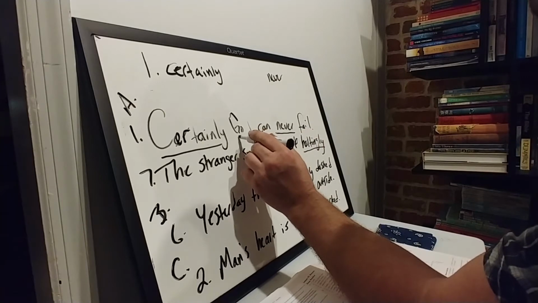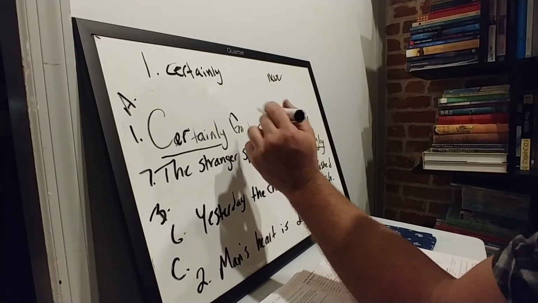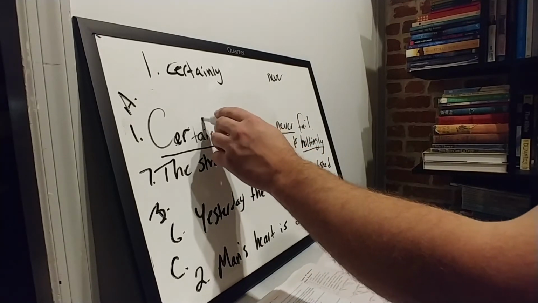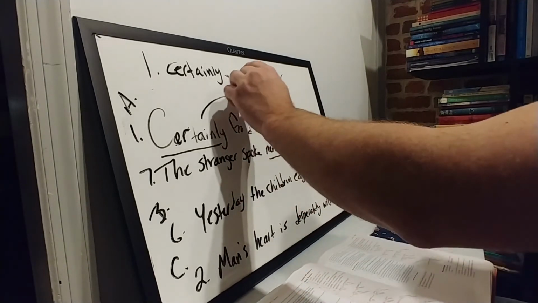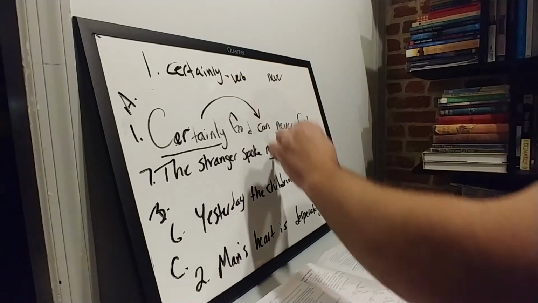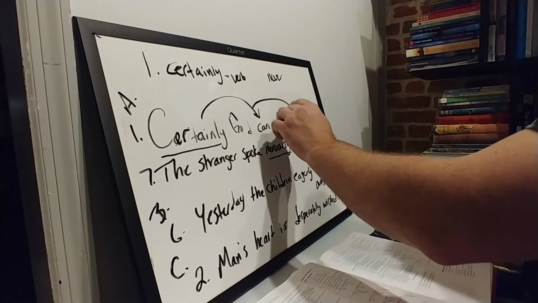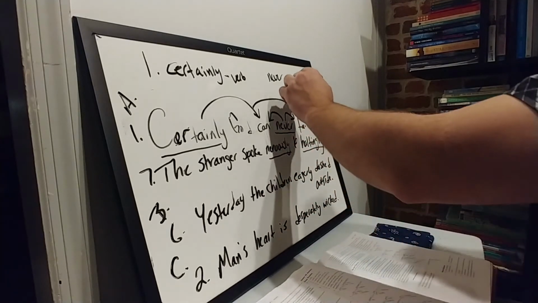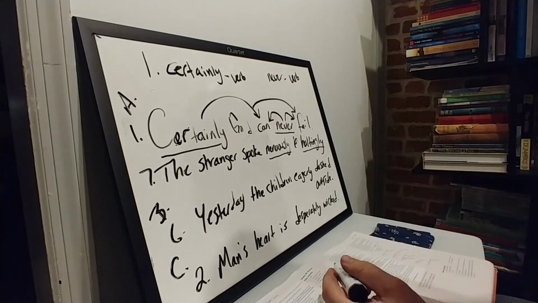Well, it can't modify God anyway, because God is a noun, subject. So, certainly can fail. Certainly modifies the verb. Never can fail. Also says to what degree he can fail. Never. And that one would be the verb as well.